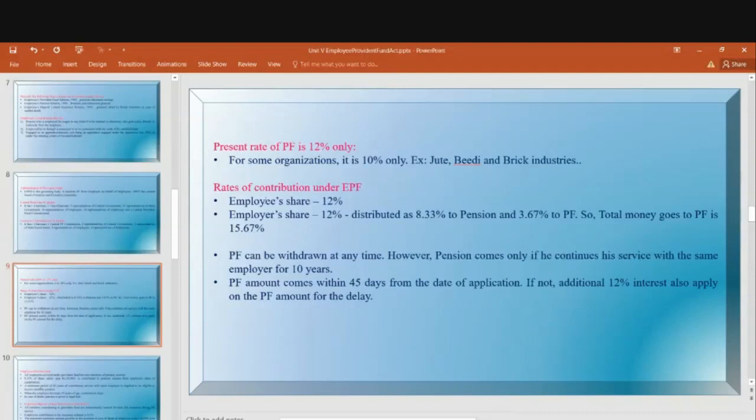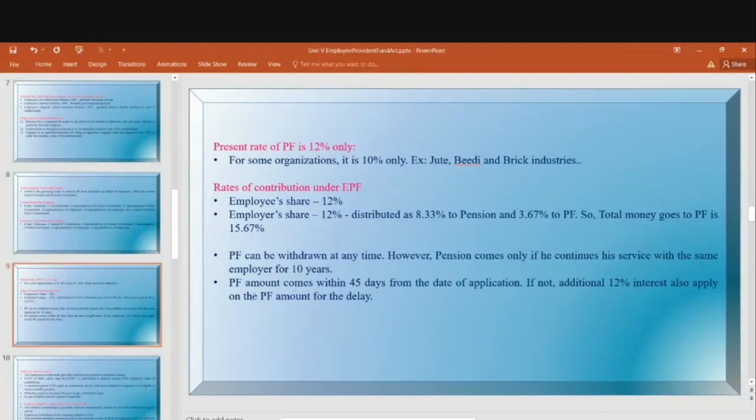As I already mentioned, the employee share is 12% and the employer's share is 12%. This is distributed as 8.33% going to the pension fund, right, and 3.67% to the Provident Fund. So the total money going to PF is 15.67%. Right, so this is the employer's contribution, and PF can be withdrawn at any time. However, the pension comes only if he continues his service with the same employer for 10 years. So he is eligible to get pension, and this PF amount comes within 45 days from the date of application.